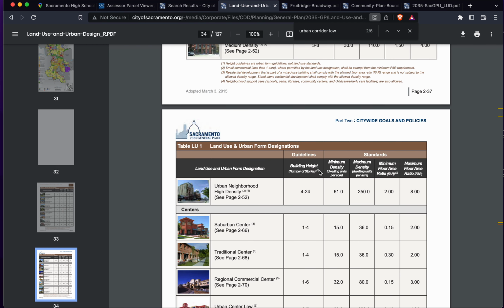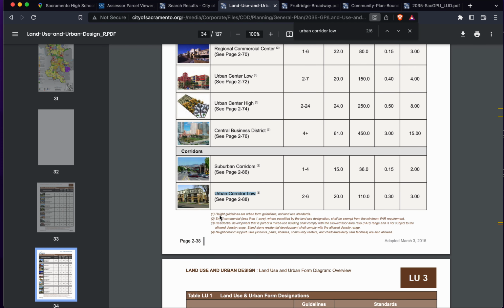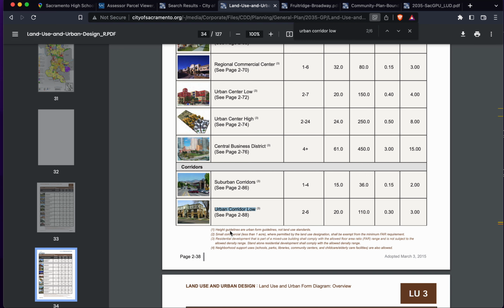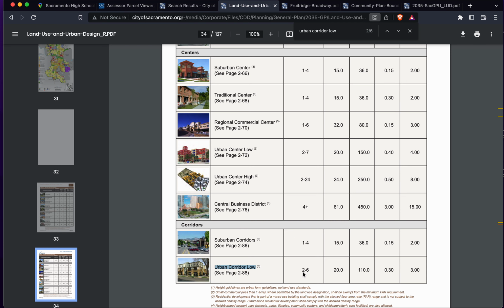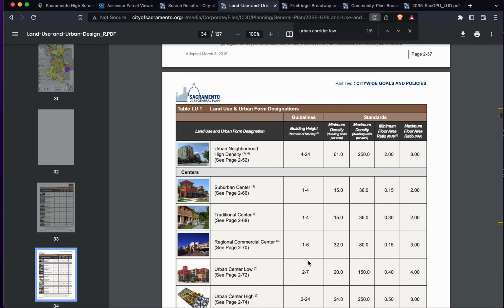Now, it also has this little footnote here. It says that number one, the height guidelines are urban form guidelines, not land use standards. So this one is just urban form guidelines, not land use standards. So we have to research something about heights later. But we know that we can't have a 1 story building. It must be a 2 story building.